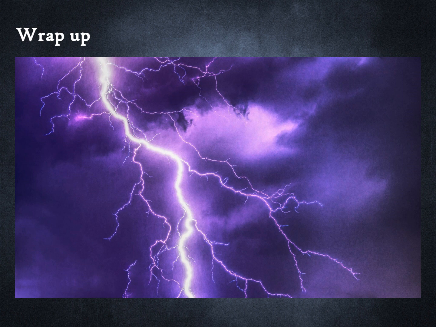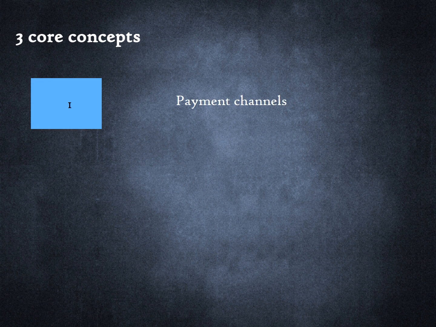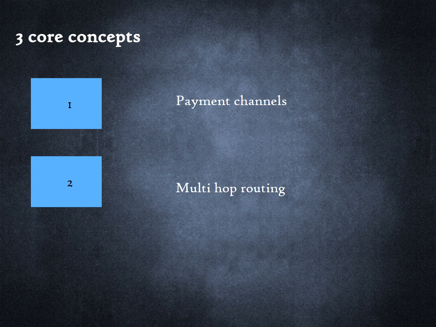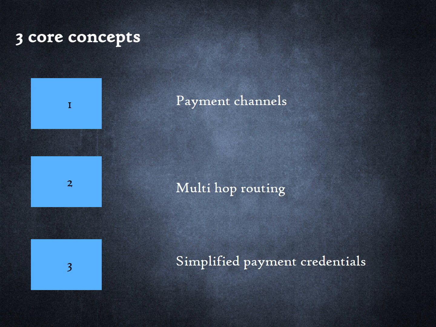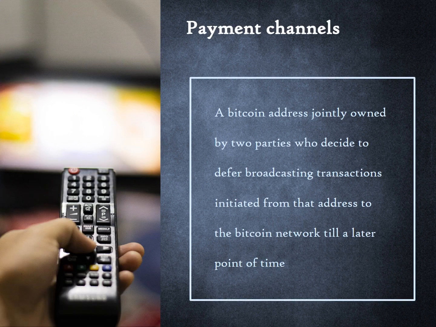In this section, we will wrap up the Lightning Network by focusing on its core essentials. At its essence, Lightning Network can be distilled to three core concepts. 1. Payment channels. 2. Multi-hop routing. 3. Simplified payment credentials. Next, we will recap each concept. A payment channel is a Bitcoin address jointly owned by two parties who decide to defer broadcasting transactions initiated from that address to the Bitcoin network till a later point of time.